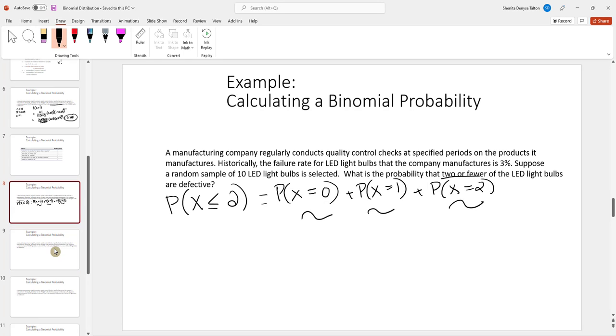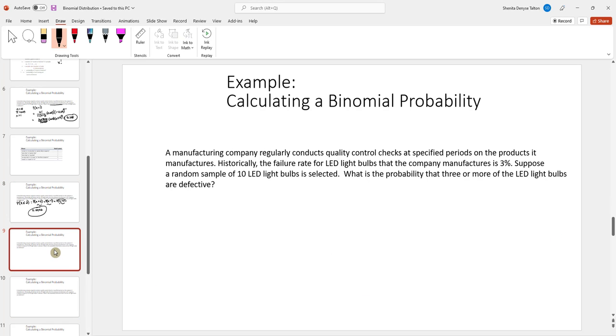So the probability that there are 2 or fewer light bulbs that are defective is 0.9972. Same scenario, but this time we want to find the probability that 3 or more of the LED bulbs are defective. So we want the probability, it says 3 or more. So we want greater than or equal to 3.